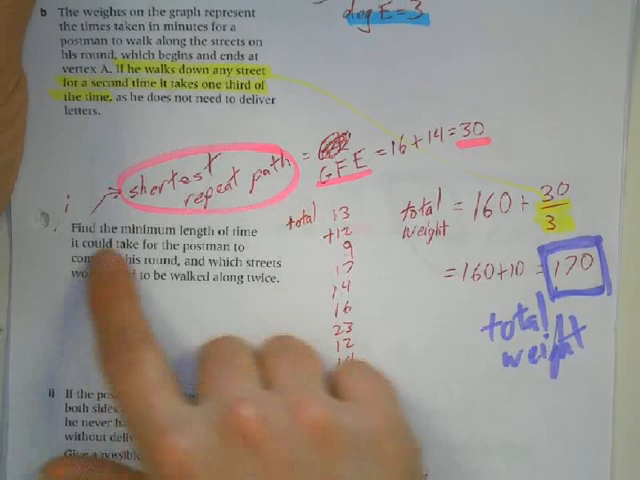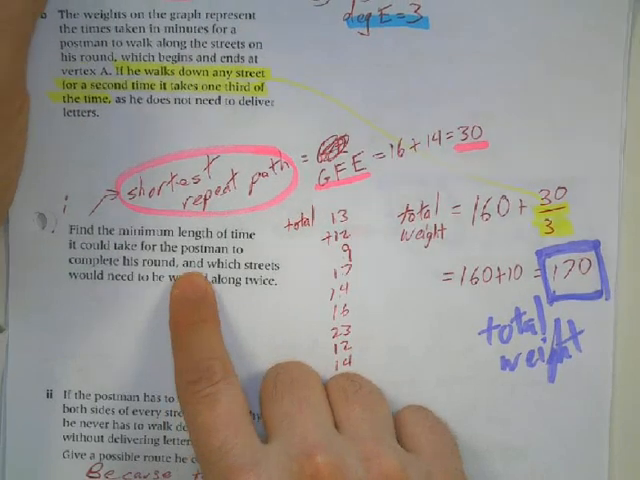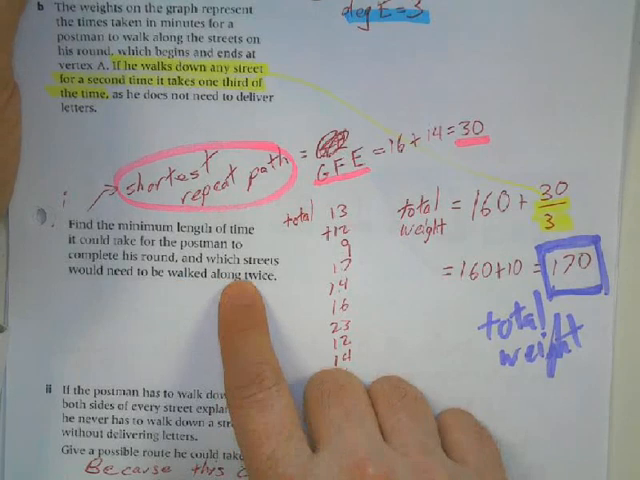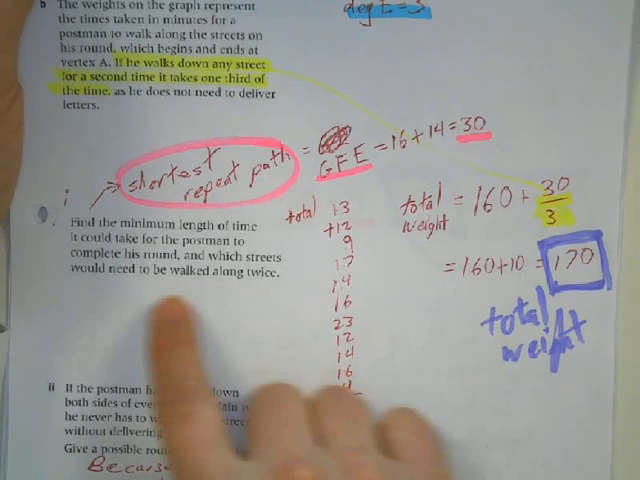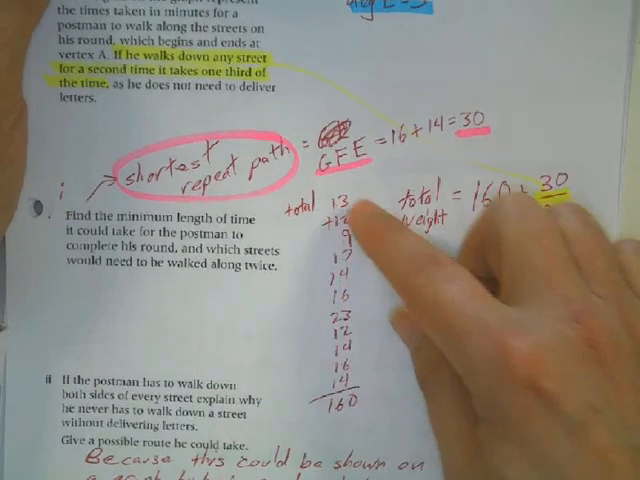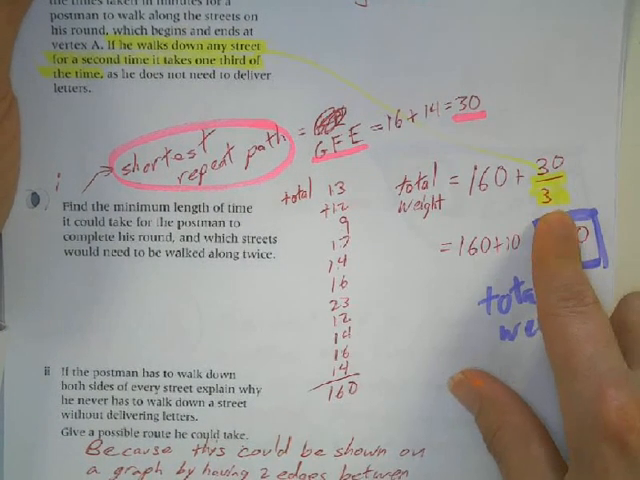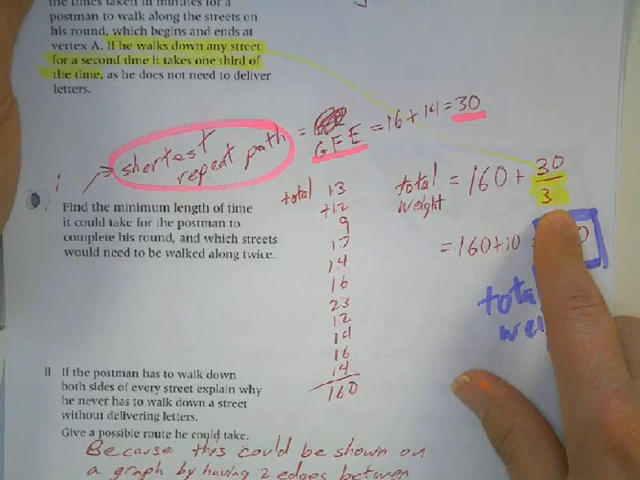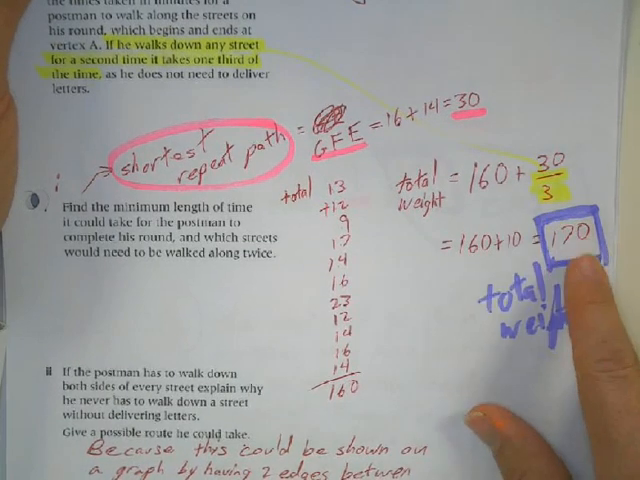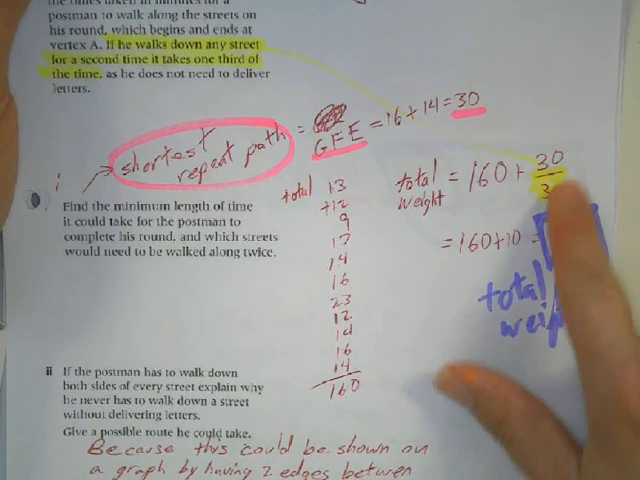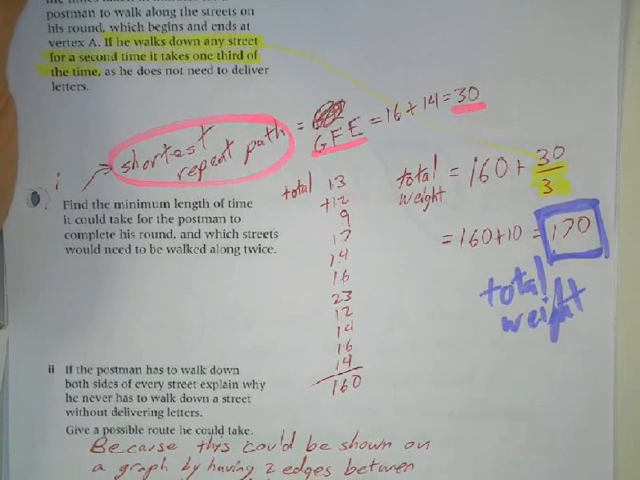Okay, so find the minimum length of time it could take for the postman to complete the route, including the part that he's going to walk twice. So we add all the paths together, we get 160, and the part that he's going to walk a second time, at 1/3 of the speed, or take 1/3 of the time. Add those together as our total weight.